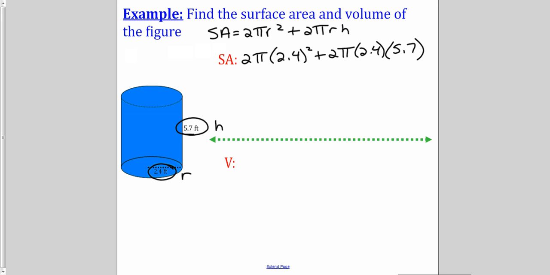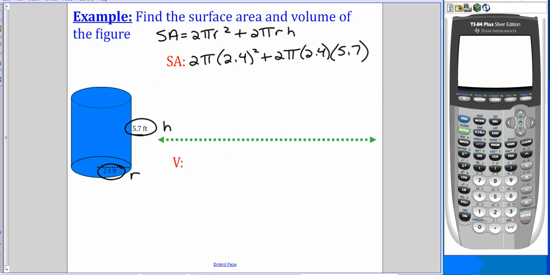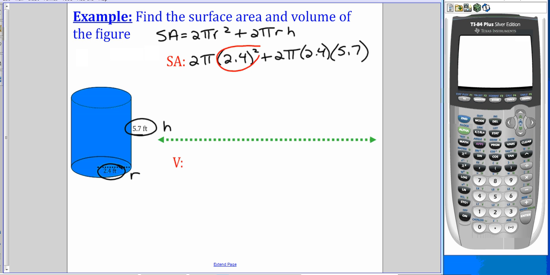So let's go ahead and take a look at using my calculator. Using my calculator, I'm going to do these first two things. I'm going to do 2.4 squared and then times 2. So I can just do 2 times 2.4 squared. That's not squared, that's squared. And that gives me 11.52, and that's 11.52 pi. Okay, don't forget that there's a pi right there.